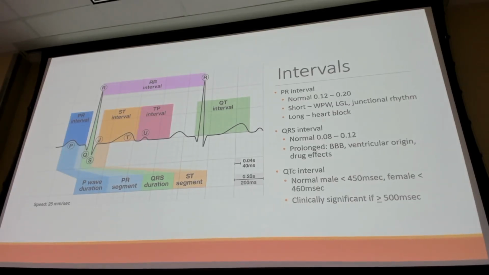Then the QTc interval. Anything over 500 we say is clinically significant, but there are different ranges like 450 to 460 depending on whether they're male or female. Those are considerations, especially since you guys are going to be given a lot of different medications that can prolong the QT interval. So it's something to think about if you have an EKG prior to being given certain medications that will also prolong that QT interval.